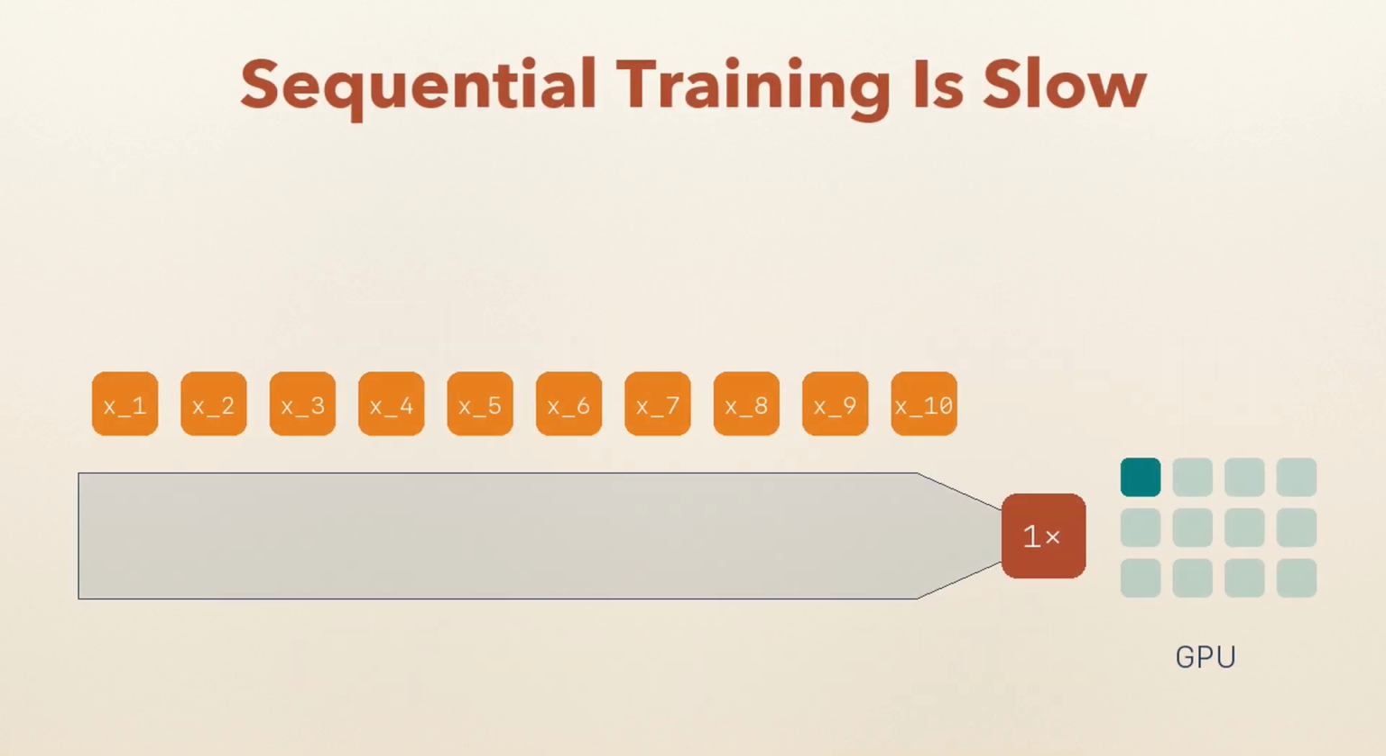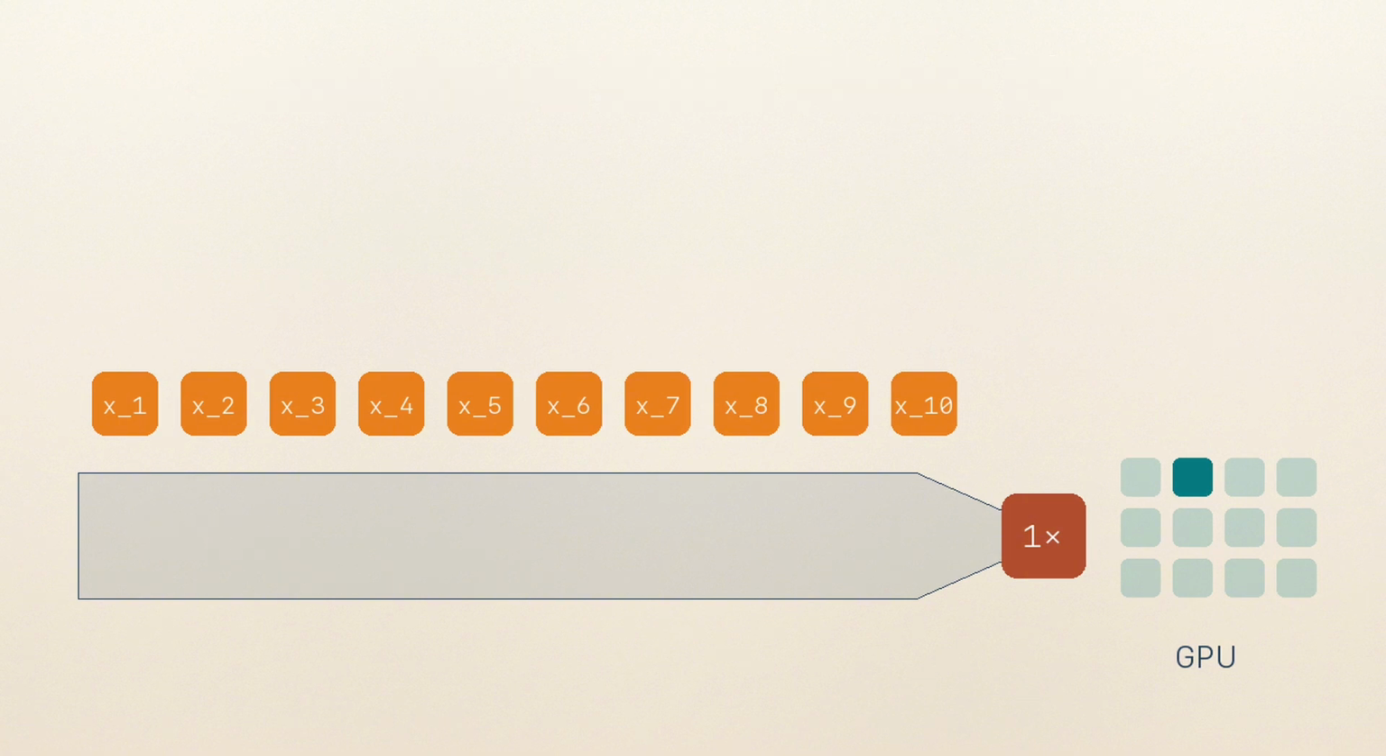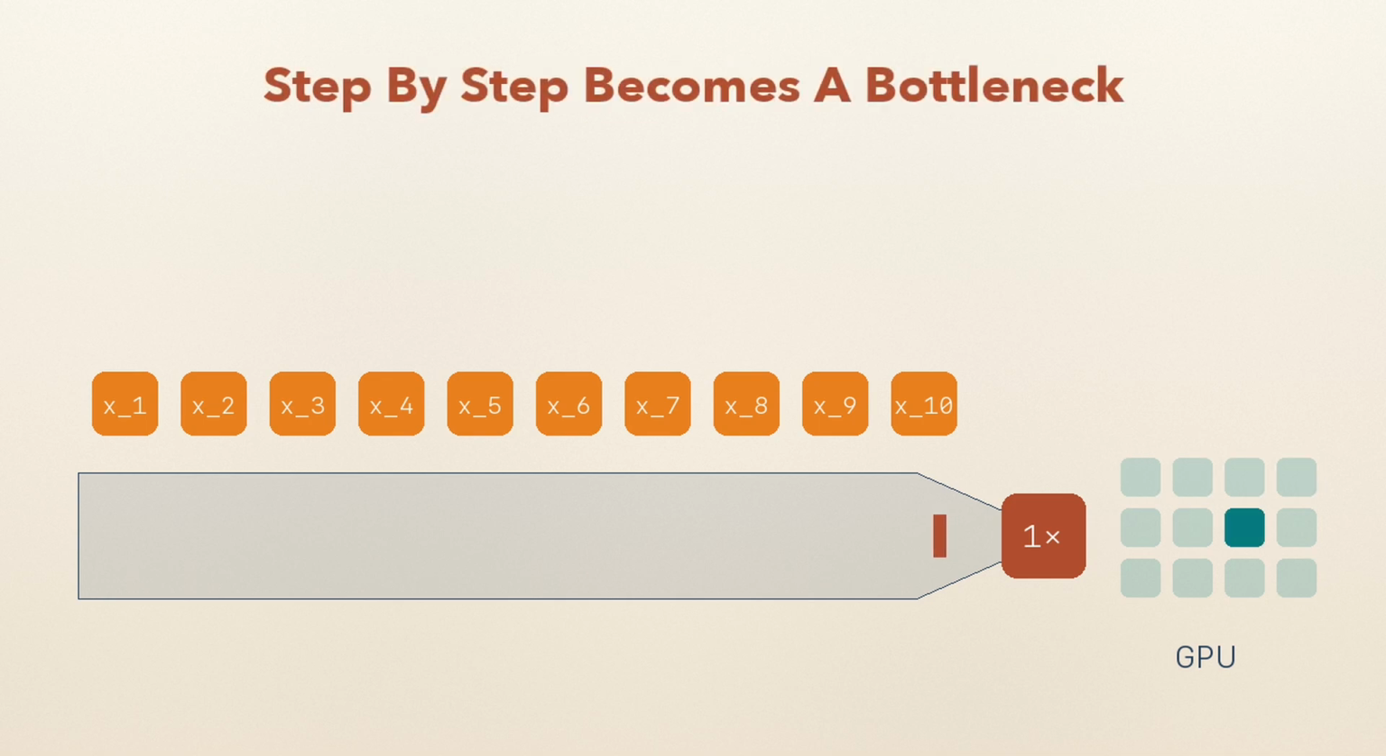Sequential processing also makes training slow. The model must finish processing one word before it can process the next word. This prevents efficient use of modern GPUs, which are designed to perform many calculations simultaneously. As datasets and sentences became larger, this step-by-step design became a serious bottleneck.